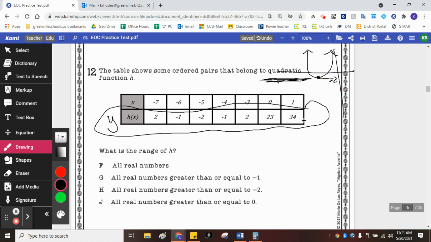All real numbers. No. All real numbers greater than or equal to -1. Well, there's -2, so there's one below -1. All real numbers greater than or equal to -2. I like that one. All real numbers greater than or equal to 0. That means you're losing -1 and -2, so it can't be that one. So H. You could also graph these in Desmos and start at the bottom, work your way up. It starts at -2 and goes up. They love their domain and range questions on the EOC.